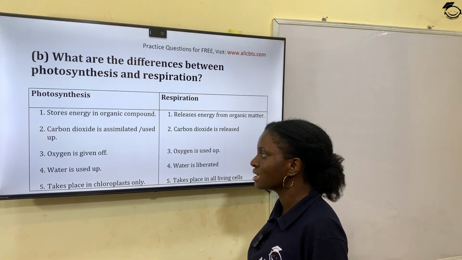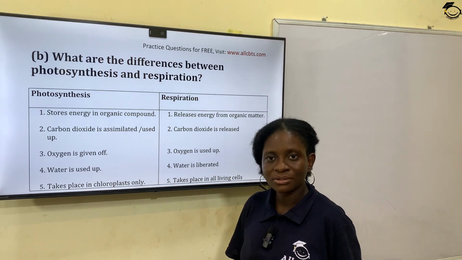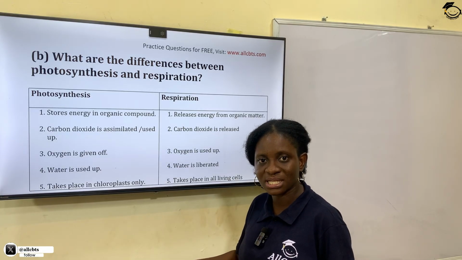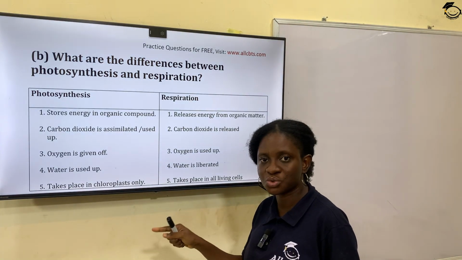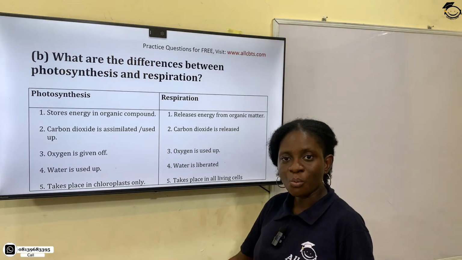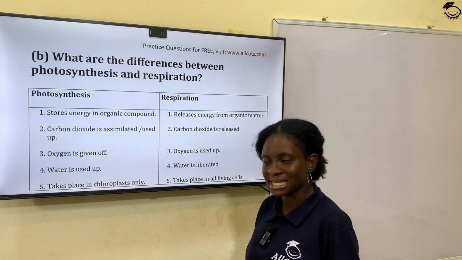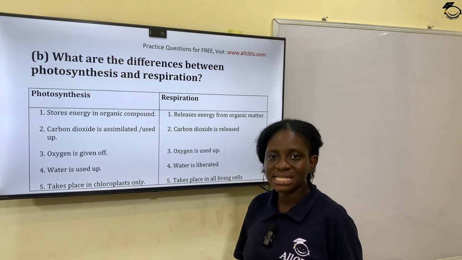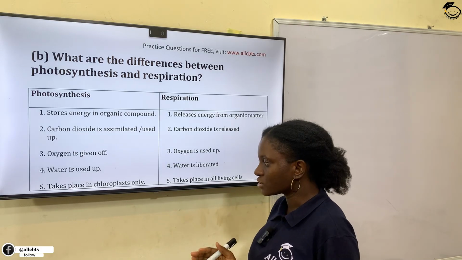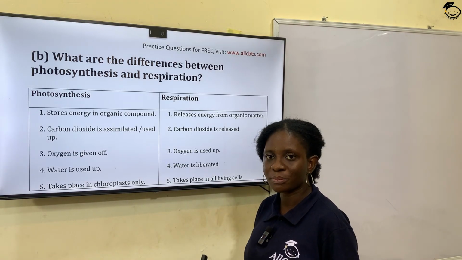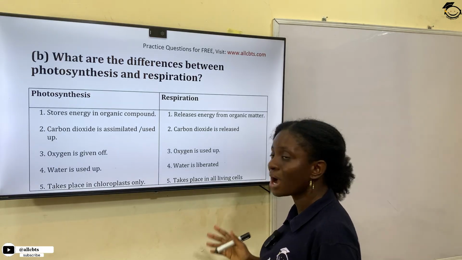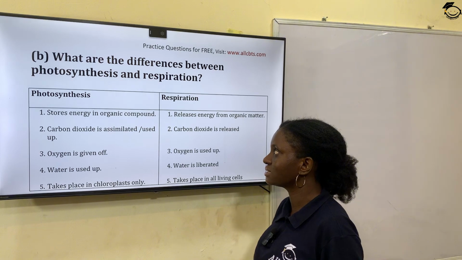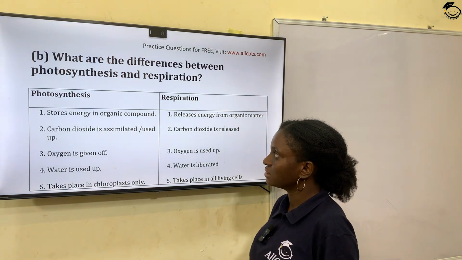Another key difference, oxygen is a byproduct, it's given off in photosynthesis, but for respiration, oxygen is used in the process. Another key difference, water is used up in the process of photosynthesis. For respiration, water is given off, water is liberated. Another difference is the location. Photosynthesis takes place in chloroplasts only, while respiration takes place in all living cells. So that answers the question.